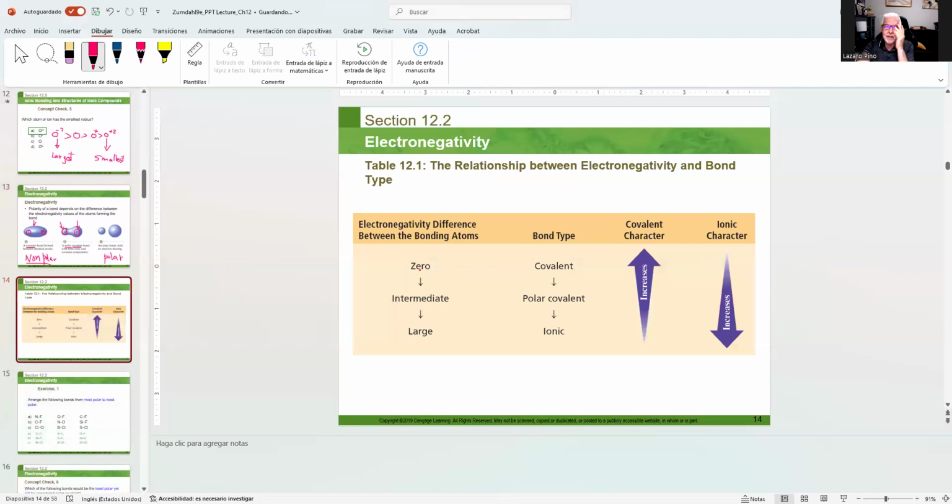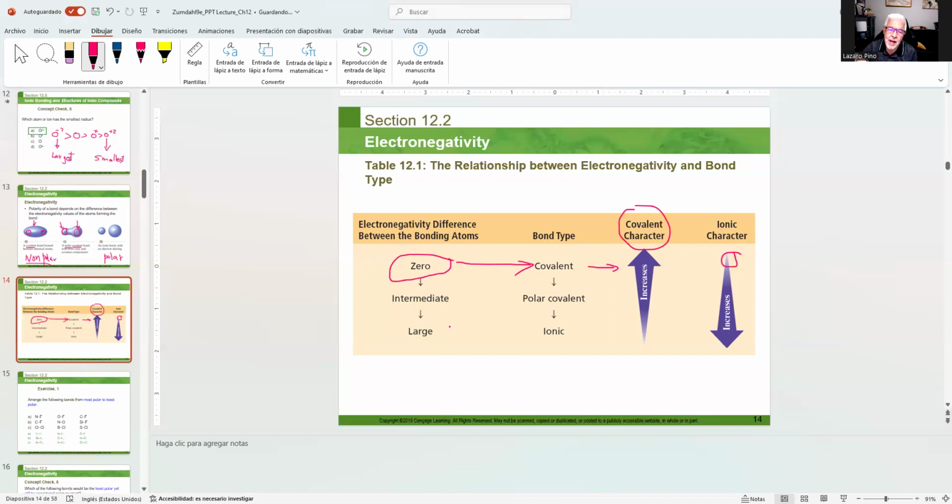Well, as I told you before, the relationship between electronegativity and bond types is the following one. When the difference of electronegativity between the atoms in the bond is zero because they are the same type of atoms, we say that the bond is covalent, and it has a higher covalent character and very low ionic character.